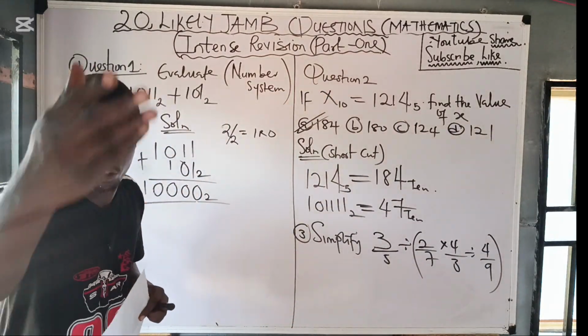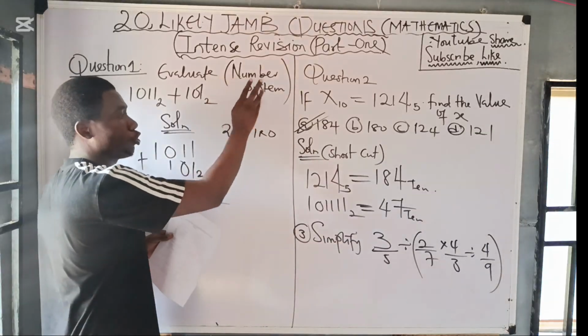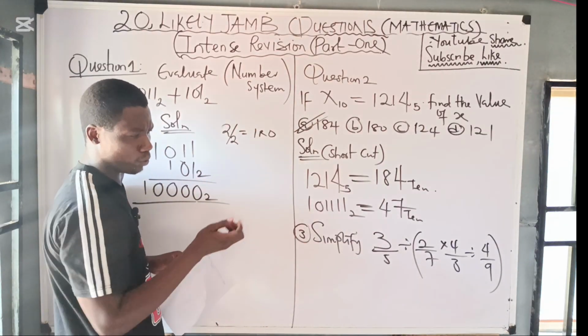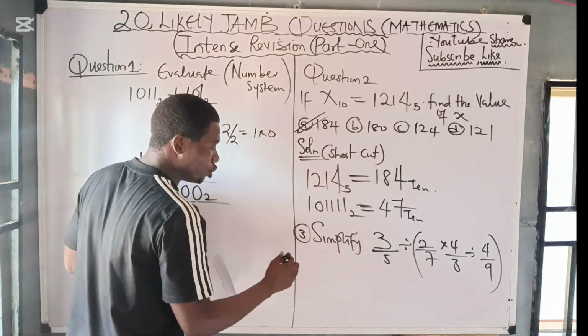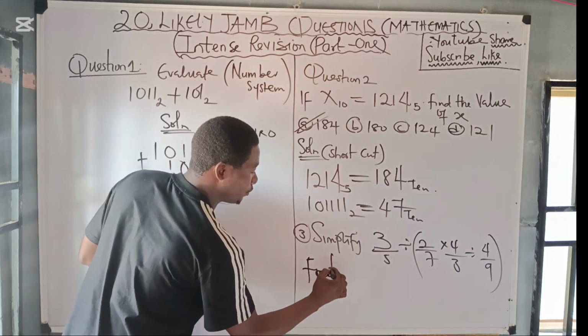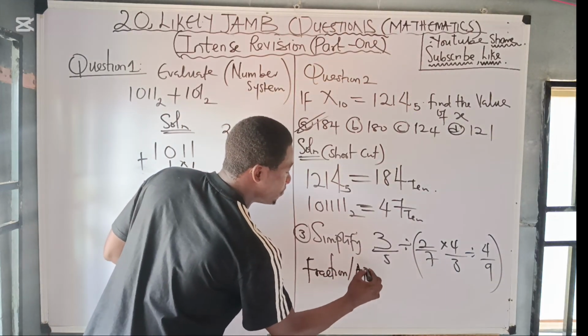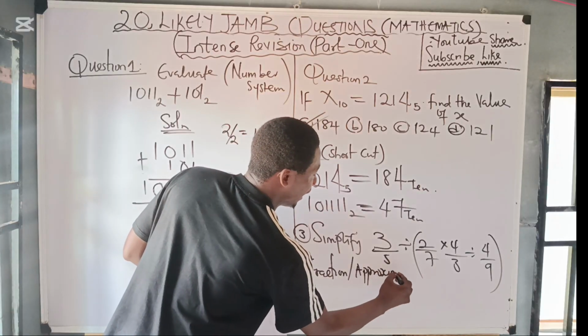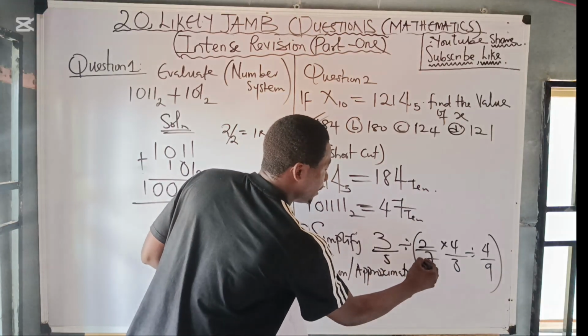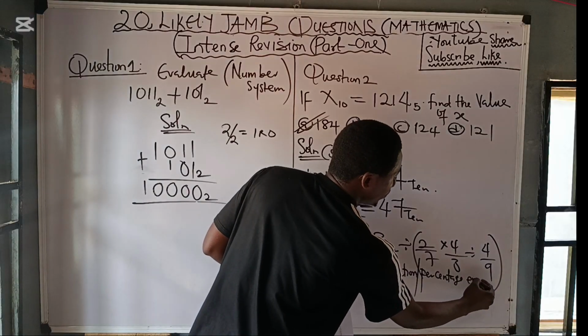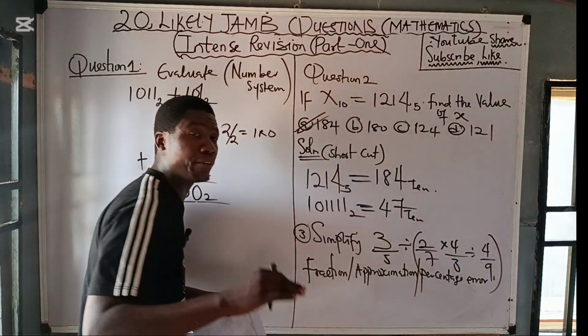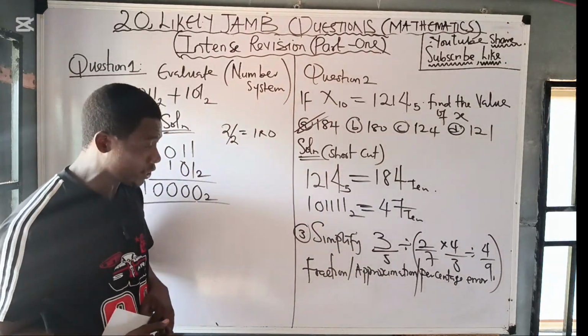Now, the first 2 questions in JAMB cut across a topic called number system. Now, take a look at question 3. Question 3 is based on fraction. You must understand that your next question should be fraction approximation, and probably percentage error. Yes, percentage error. That's what you are likely to see after the first 2 questions from number system.